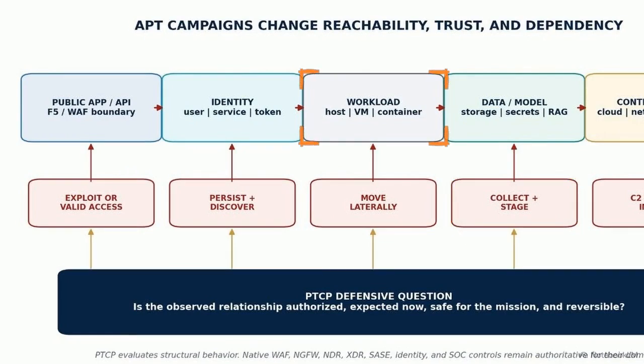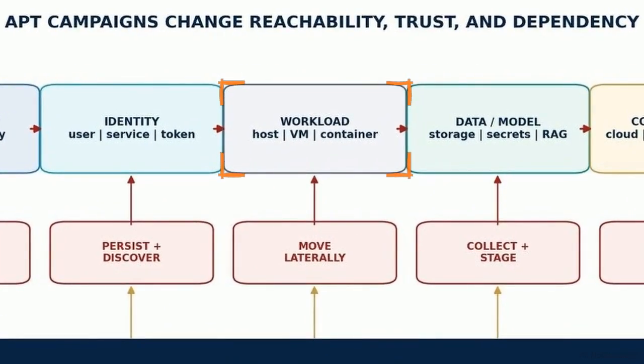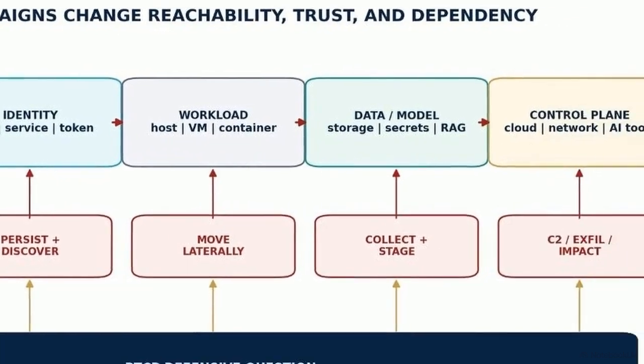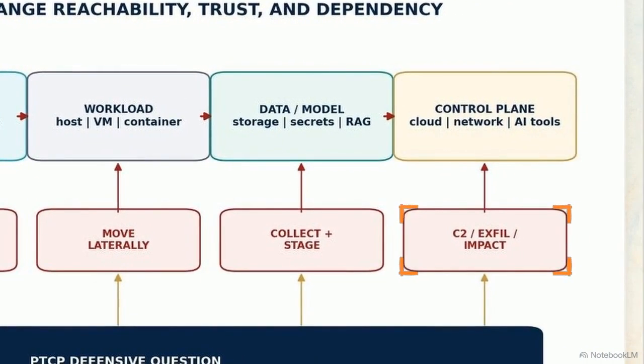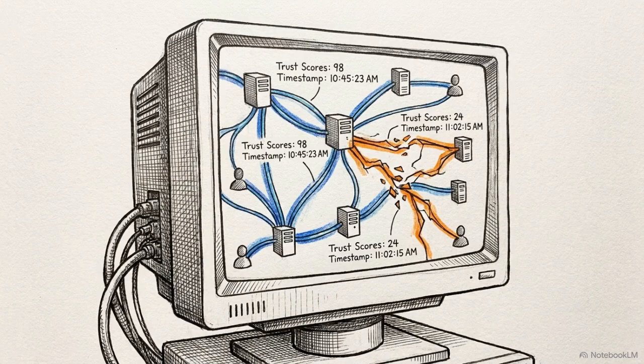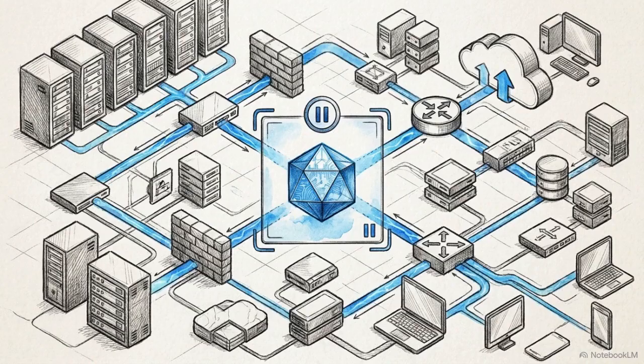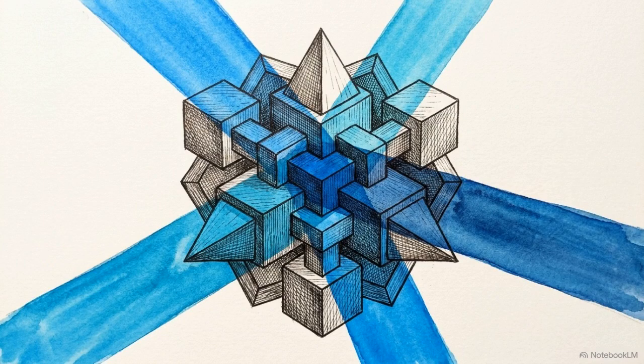If a cloud workload suddenly initiates a size volume file transfer, the semantic content might pass data loss prevention checks. But that transfer is structurally unsafe if it bridges a newly compromised collection node directly to an untrusted egress path. Defensive efficacy requires continuously measuring these trust dependencies. We evaluate every access request by asking a broader structural question. Is this specific relationship structurally authorized, expected at this exact moment, and safe for the mission?